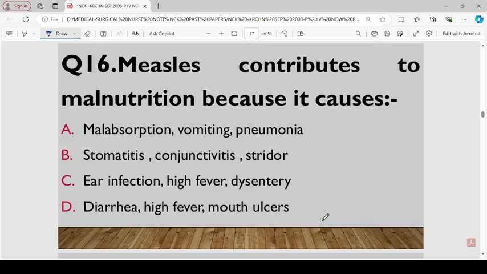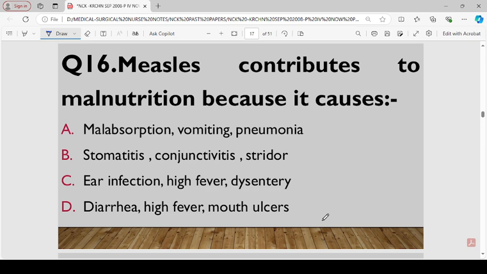Okay, number 16. Measles contributes to malnutrition because it causes... if you try to reflect on some of the signs and symptoms of measles, of course, it can cause fever that can even be greater than 40 degrees Celsius. It causes cough, running nose, inflamed eyes, right? Remember the cough, the coryza, the conjunctivitis, all these are some of the cardinal signs of measles, right? So it majorly affects that system.